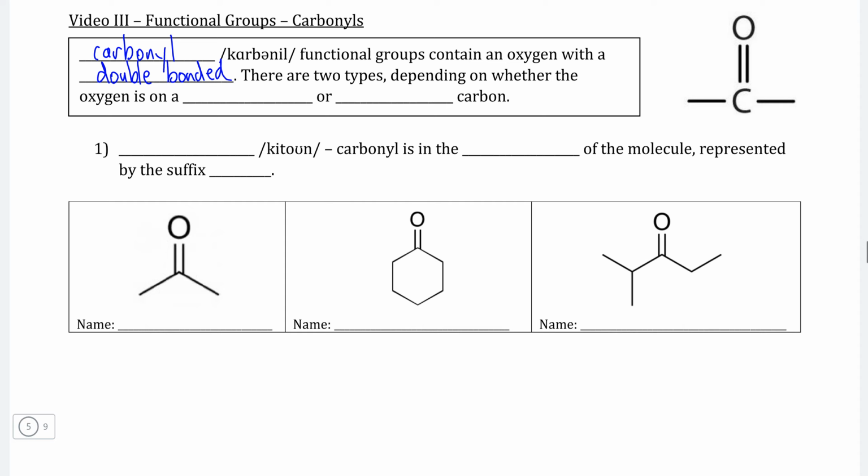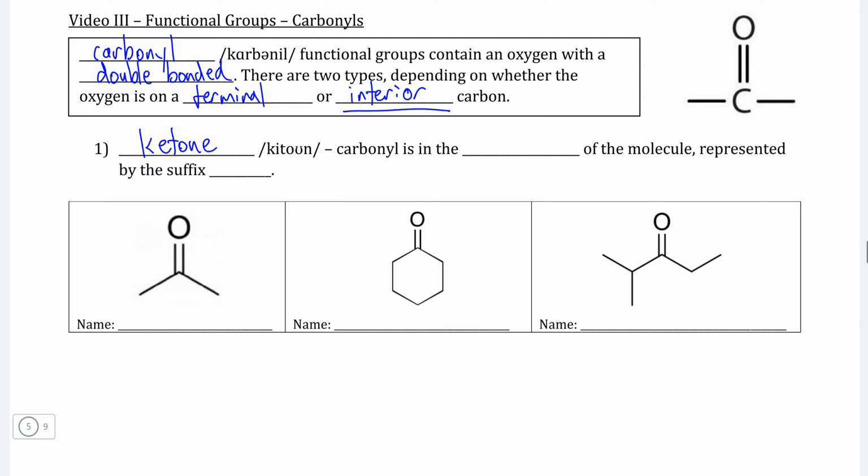And we can actually make two different functional groups out of this one relatively simple bonding structure by taking a look at whether the double bonded oxygen is on a terminal carbon, meaning a carbon on the end of a chain, or an interior carbon, meaning a carbon that is surrounded by other carbons. And we're actually going to take a look at the latter first in a functional group that we call ketones.